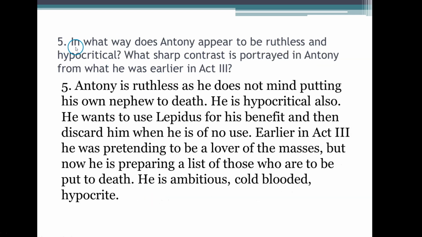The last answer from this passage: in what way does Antony appear to be ruthless and hypocritical? What sharp contrast is portrayed in Antony from what he was earlier in Act 3? So answer: Antony is ruthless as he does not mind putting his own nephew to death. He is hypocritical also. He wants to use Lepidus for his benefit and then discard him when he is of no use. Earlier in Act 3, he was pretending to be a lover of the masses, but now he is preparing a list of those who are to be put to death. He is ambitious, cold-blooded and hypocrite.